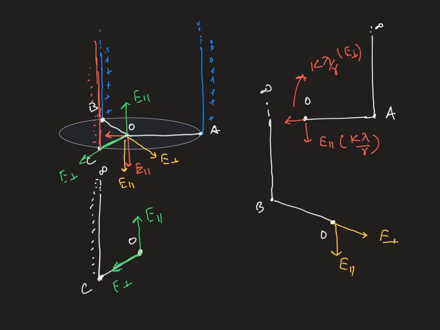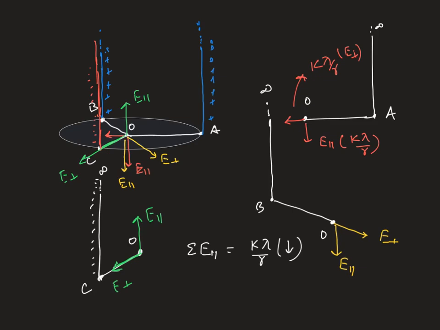So let's talk about parallels first. What do you see? There are three parallels, out of which two parallels are in the same direction, one parallel is downwards and the other parallel is upwards. So what will be the net E parallel, the summation of E parallels? That will be k lambda by r and it will be in the downward direction.